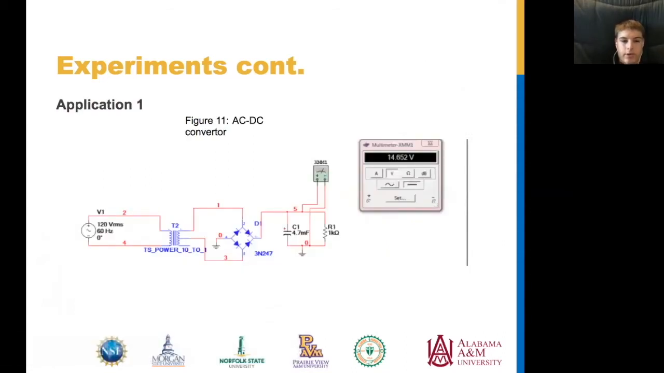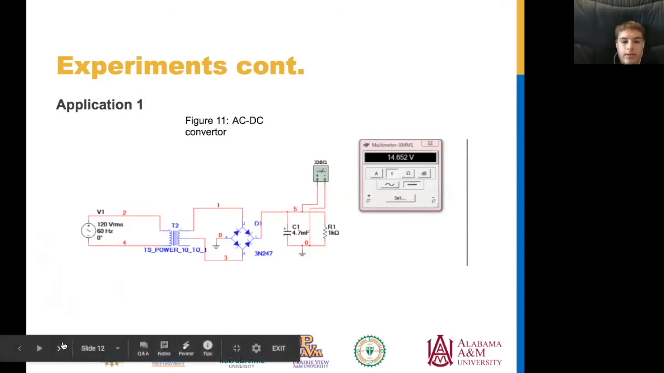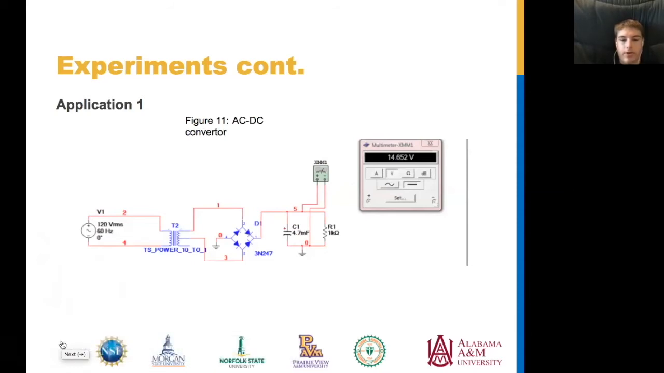So here's our first application that we went over. This is an AC to DC converter that is used in many chargers for cell phones and computers and other electronics that run on DC power. As you can see, it takes the AC input from the left and converts it to DC output shown on the multimeter screen on the right.